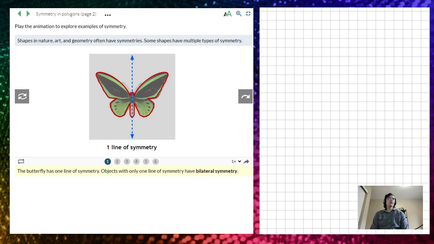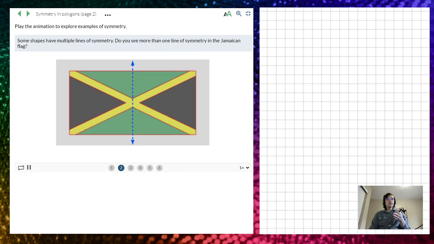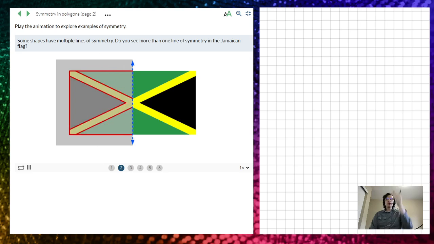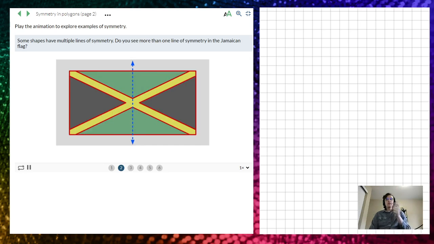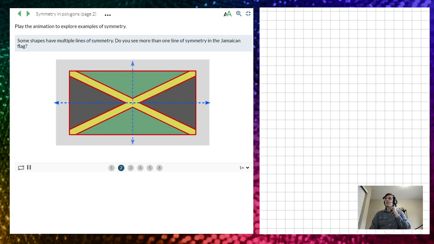These are all middles. Now, one line will make bilateral symmetry because it divides it into two sides. One side of the line, the other side of the line, right? Bilateral means two sides. So two-side symmetry, bilateral symmetry. But there's ways to have more than one line of symmetry. For example, the flag of Jamaica can fold across the middle and down the middle, vertically down the middle and across the middle horizontally, two lines of reflection, right?